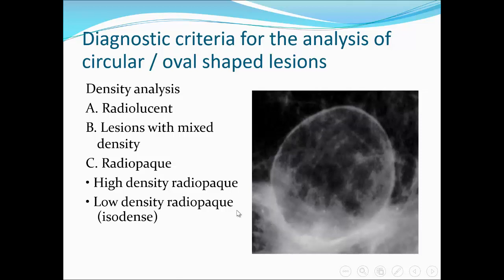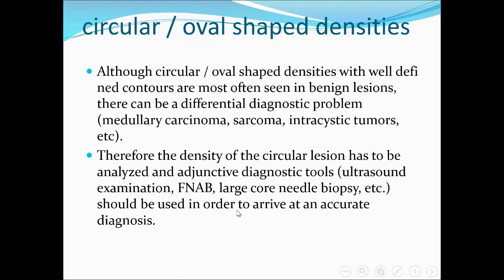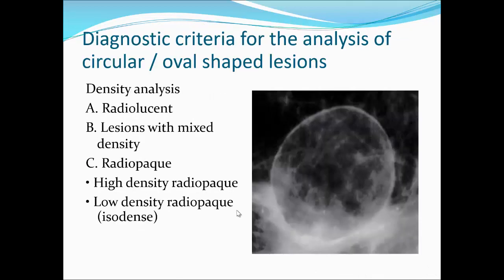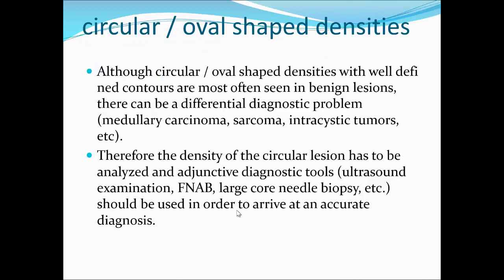Lesions with mixed density and lesions radio-opaque or highly dense. Although circular or oval lesions are associated with benignity, we have a differential diagnosis of well-circumscribed masses like medullary carcinoma, sarcoma, intracystic tumors. Therefore, the density of the circular lesions has to be analyzed. If you find any interruption of the normal lexicon, you have to do a biopsy.